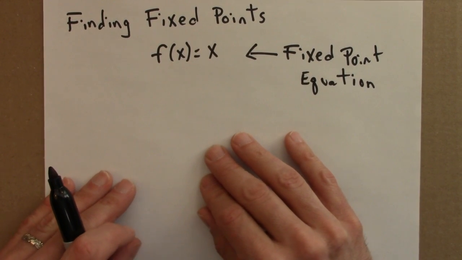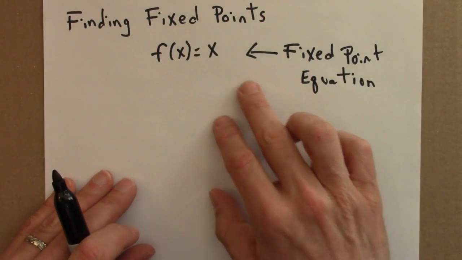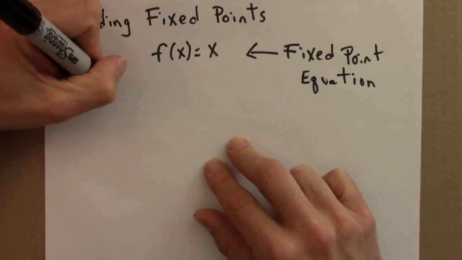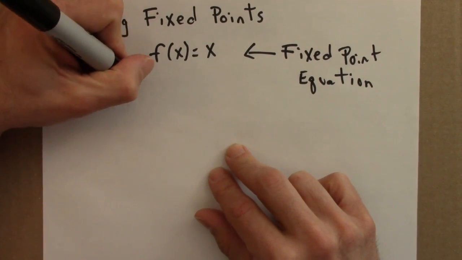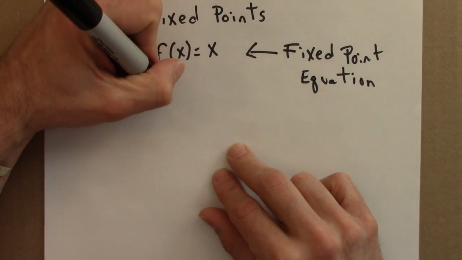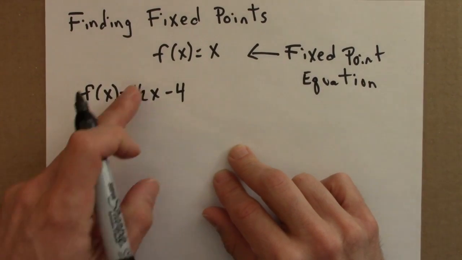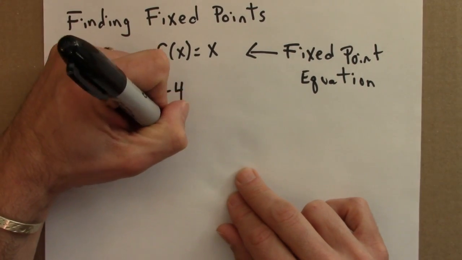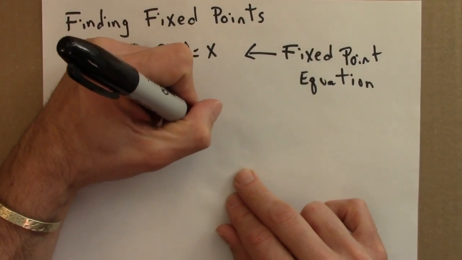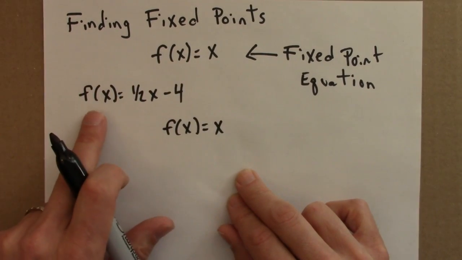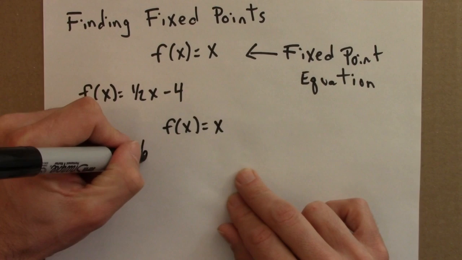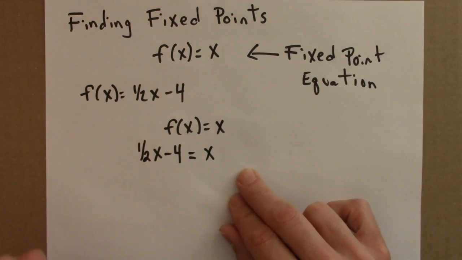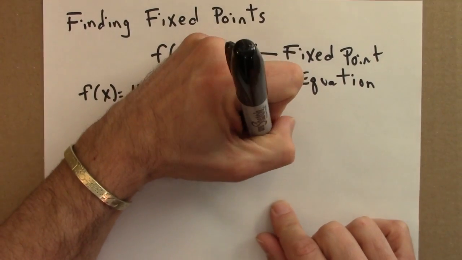So if we have a function, we can sometimes solve for fixed points by using the fixed point equation. Let's do an example. Suppose f of x is 1/2 x minus 4. Then I write down the fixed point equation and solve for x. The fixed point equation is f of x equals x, and I know that f of x is 1/2 x minus 4. I want to solve for x.